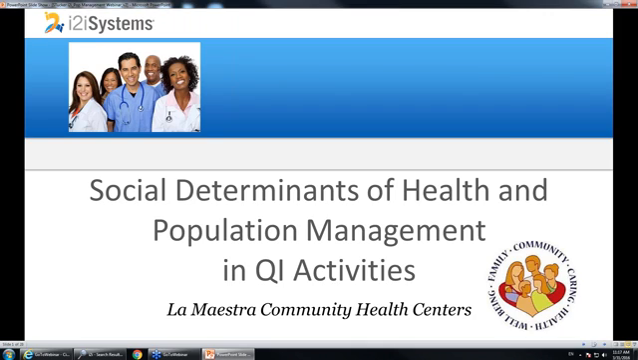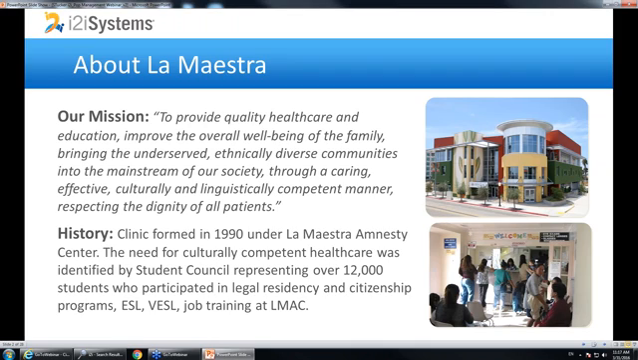My name is Sonia Tucker, and I am the Quality Improvement Director at La Maestra Community Health Center in Southern California. To start, I wanted to tell you a little bit about La Maestra, who we are. We are a federally qualified health center located in the heart of San Diego, California. But contrary to the majority of the community clinics, we did not start as a health center. We in fact started as a social services organization.